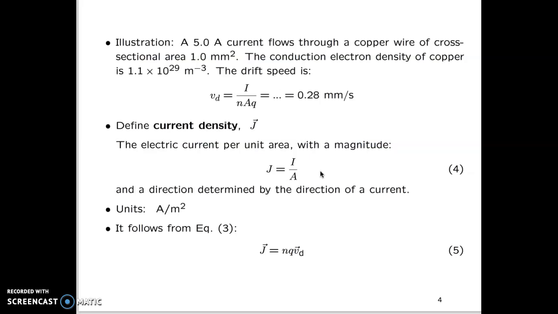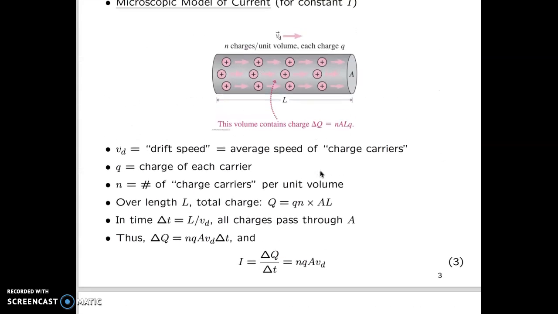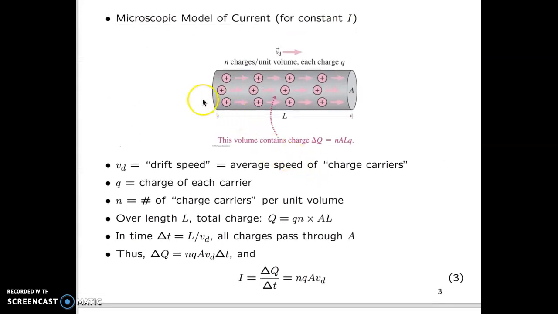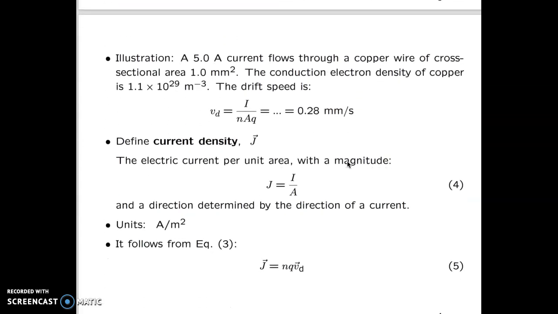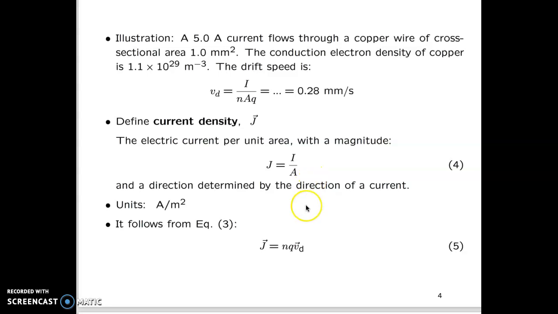Okay, so again, what we mean by A, what we mean by I, we're imagining the current flowing through a cylindrical material, something like an electrical wire of cross-sectional area A. So the A that appears down here, you can think of as being that cross-sectional area in that diagram. The unit for the current density is current over area, so it's amperes over square meters.